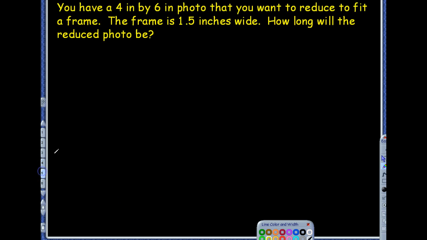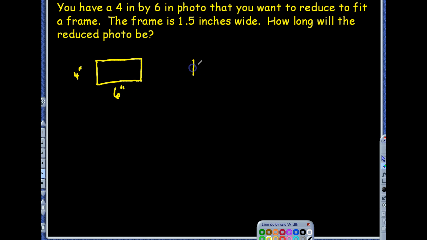Awesome. So here's another example. It says you have a 4-inch by 6-inch photo. That's a pretty common size of a photograph that you want to reduce to fit in a frame. That's pretty typical. I've had to do this where you had to scale down. You don't want to distort the picture, so you want to make sure they're similar in a sense. Right. Okay. So you have a 4 by 6, and I'll make a note of this. So it's always nice to have a little picture. So 4 inches by 6 inches. And you want to reduce it to fit a frame. And the frame is 1.5 inches wide.